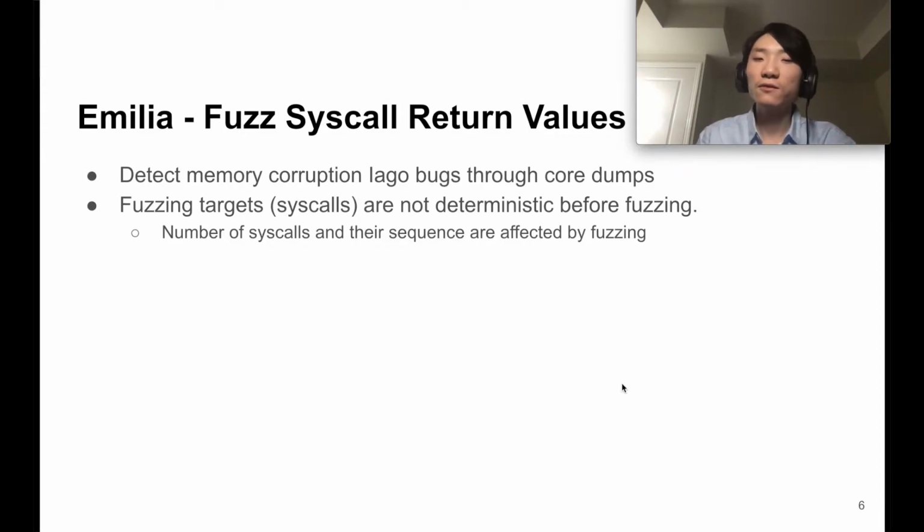The most obvious difference between our fuzzing and traditional fuzzing is the fuzzing target. For traditional fuzzing, the target is input to the application or function, such as arguments and configuration files. They can be determined before actually doing the fuzzing. However, when we passively fuzz syscall return values, all syscalls are our potential fuzzing target. The number of syscalls and their sequence are not deterministic and can be affected by the fuzzing process itself. And some syscalls won't appear after the previous syscall gets fuzzed.